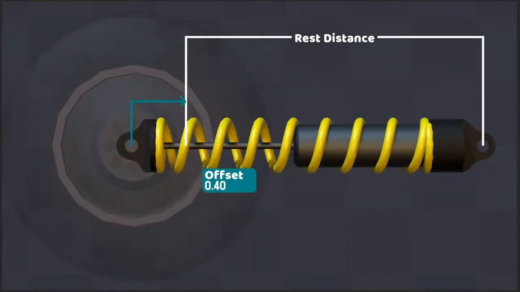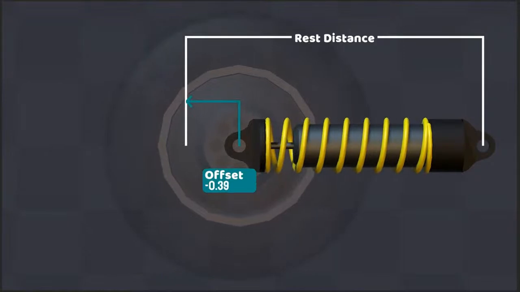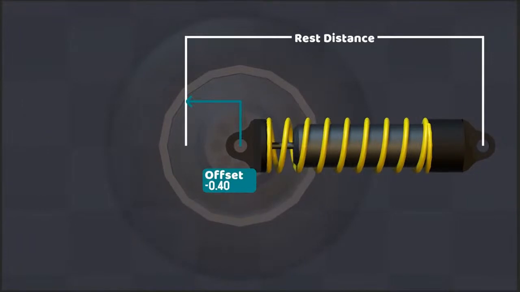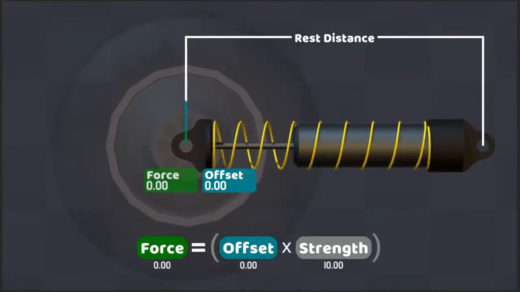Now notice that this offset needs to be a signed value. So on one side, it needs to be negative, and on the other side, it needs to be positive. And this number is telling you which way to go and how far to go to get back to the rest distance. And actually, if you want to calculate a spring force, that's really all you need. You need to know the offset, and then you multiply that by some value that says how strong is this spring.